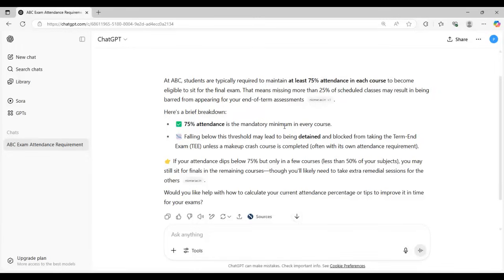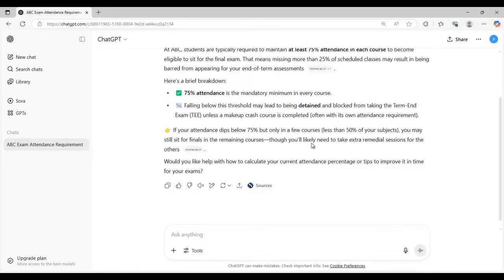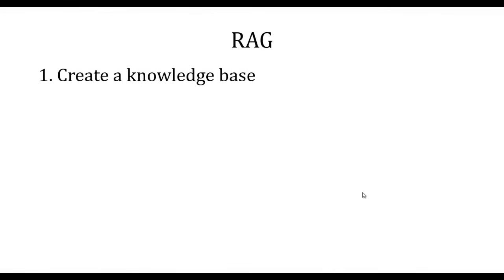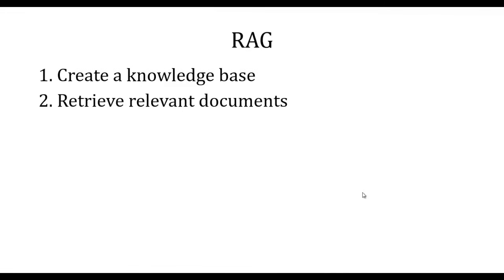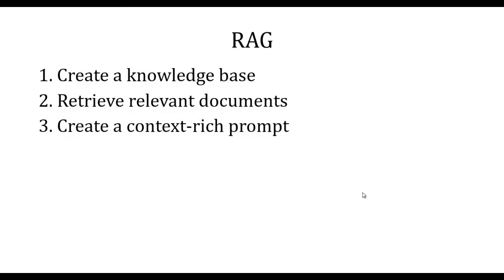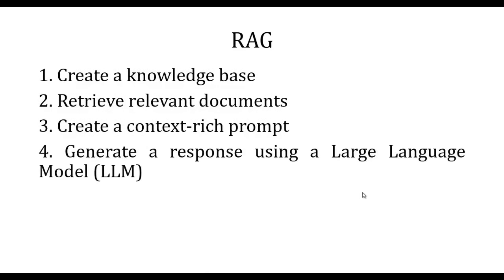However, ABC Engineering College has recently updated its policy to 80%. So the model's answer is outdated and incorrect. This happens because ChatGPT has no way of knowing about recent internal updates unless we explicitly provide that information. So we will follow the standard RAG workflow. We will create a knowledge base, meaning a document for our internal policy. Next, retrieve relevant documents. After that, we create a context-rich prompt. After that, generate a response using the LLM, the large language model.